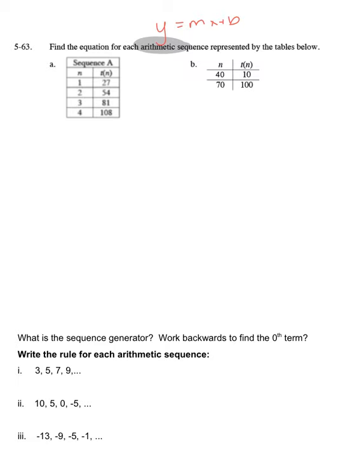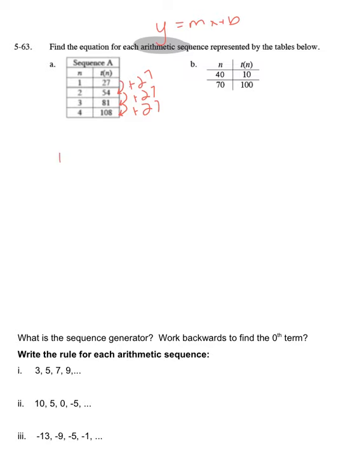1, 2, 3, 4. So I can look at what is that increase each time. How do I get from 27 to 54? So I can just grab my calculator and subtract those. 54 minus 27 is 27. And I can double check that. If I do 54 plus 27 again, I get 81. And if I add 27 again, I get 108.